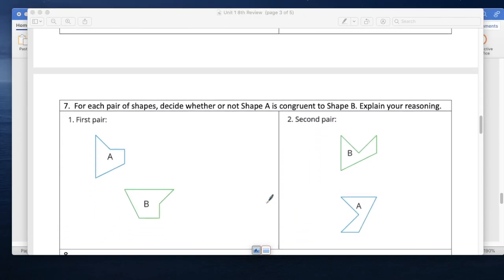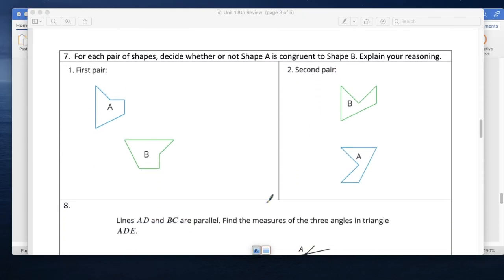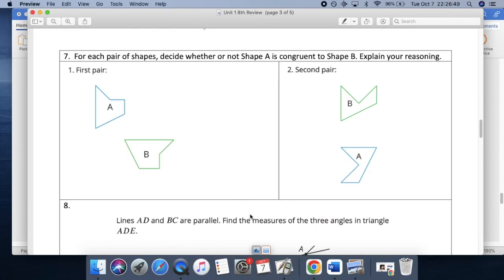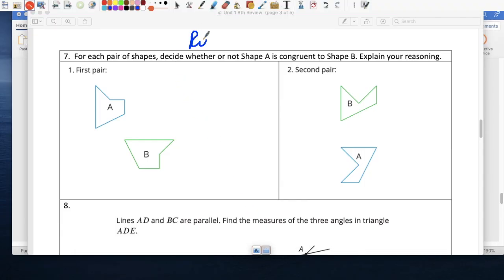Okay. 7. For each pair of shapes, decide whether or not shape A is congruent to shape B. Explain your reasoning. So it's shape A, so through transformation. So again, let me write, using rotations, translations, reflections. Can you move this that way so that it lands right on top of it, and that if you place figure A on top of figure B, they line up exactly, then they're congruent.